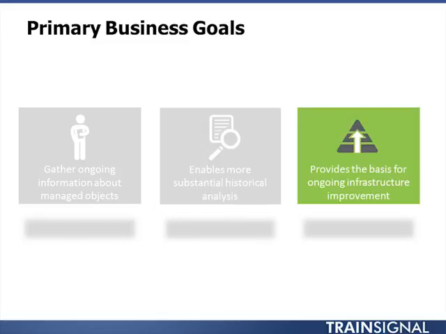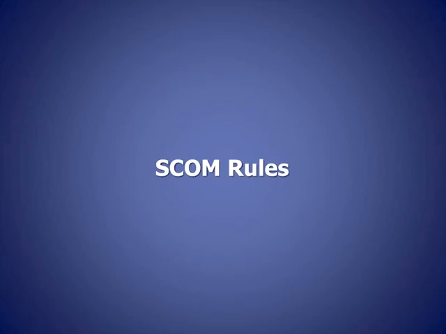A rule provides the basis for ongoing infrastructure improvements. Without information about how the infrastructure is operating, well, it's really hard to make plans for ongoing improvements. And it's really hard to extrapolate what's going to happen with the environment based on historicals when you don't have that much information to work with. The purpose of a rule is to provide the administrator with the information that's necessary to make good ongoing decisions with regard to improving the infrastructure.